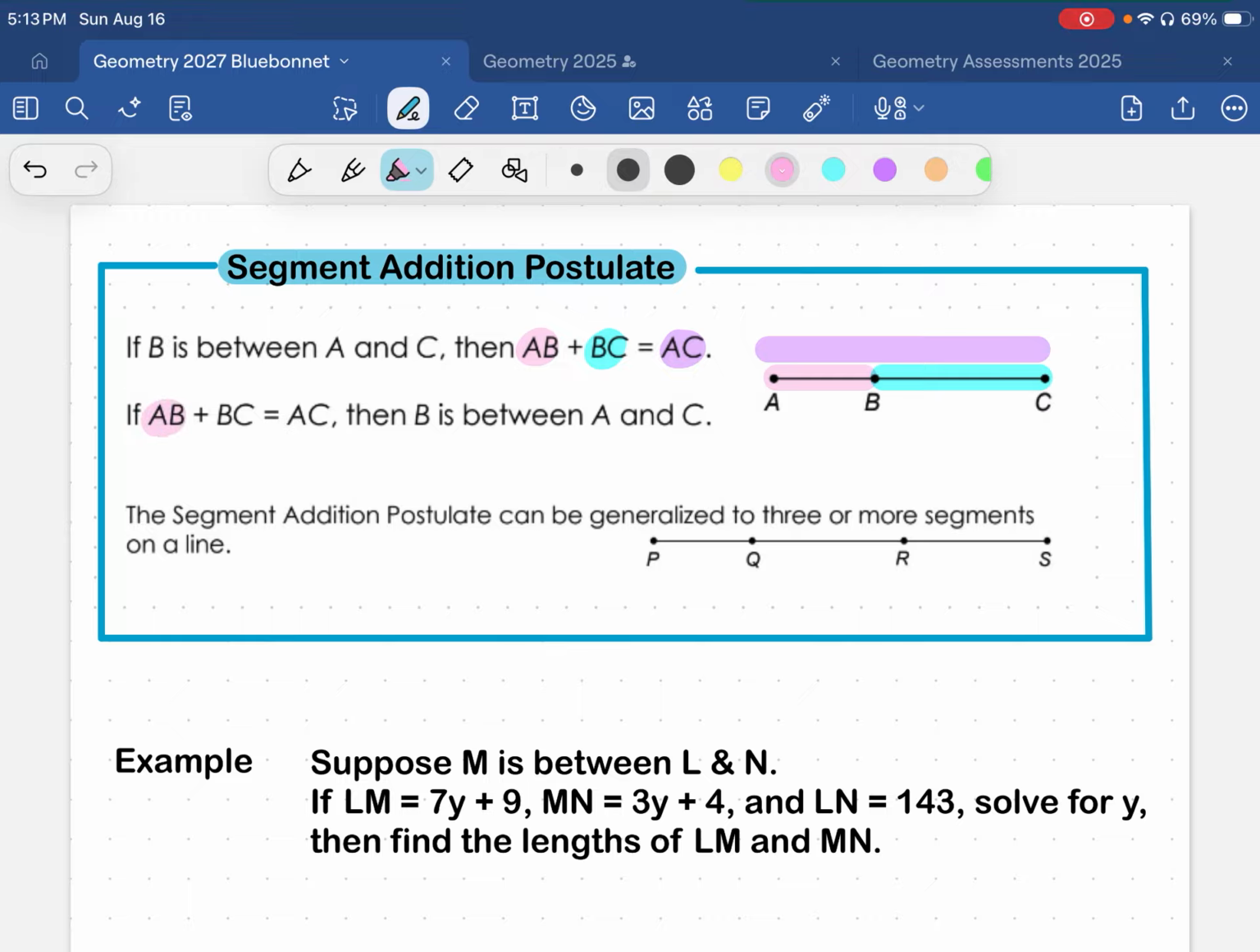Okay, the reverse is true, the converse is true. If AB plus BC equals AC, then this means that the picture has to look like B is between A and C.